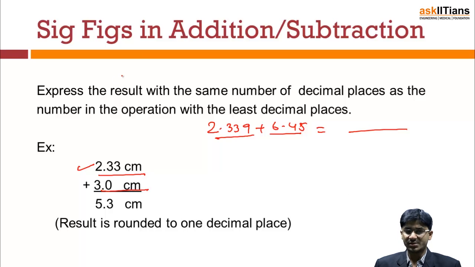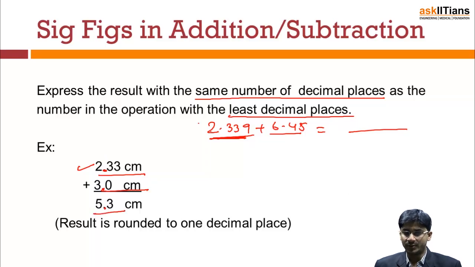What you have to do is express the result with the same number of decimal places as the number in the operation with the least decimal places. First, put the decimals in the same line, write the numbers that are given to you, 2.33 and 3.0, and add them. The symbol will be like this, add them.